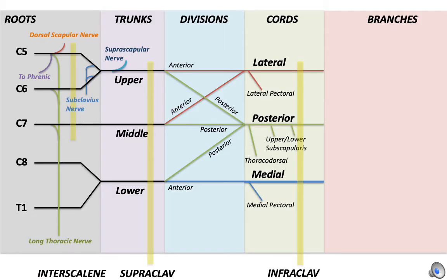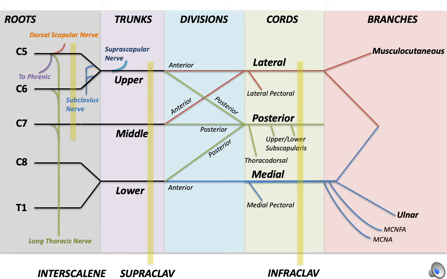As we move to the end of the brachial plexus, the cords give way to multiple terminal branches. The lateral cord gives off a branch that forms the musculocutaneous nerve, which provides sensation to the lateral forearm. The medial cord gives off two cutaneous branches to the medial arm: the medial cutaneous nerve of the arm and the medial cutaneous nerve of the forearm. These nerves are also called the medial brachial cutaneous and the medial antebrachial cutaneous nerves.